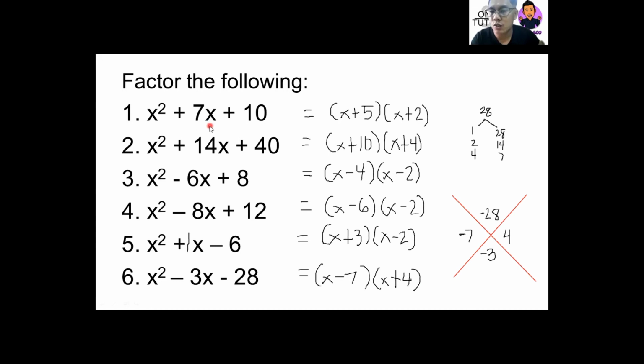And then the middle term should be the sum, like 5 times x plus 2 times x, that is 7x. 10 times x is 10x, plus 4x is 14x. Negative 4x minus 2x is negative 6x. Negative 6x plus negative 2x is negative 8x. 3x minus 2x is x. Negative 7x plus 4x is negative 3x. So that is how we factor the general quadratic trinomial where a is equal to 1.